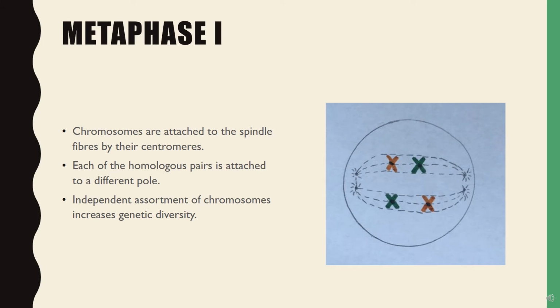The next stage of meiosis is metaphase 1. The chromosomes are now attached to the spindle fibers by their centromeres. Each homologous pair is attached to a different pole. During this stage of meiosis, independent assortment of chromosomes occurs. Independent assortment is the formation of random chromosome combinations, which, alongside crossing over, also increases genetic variation.